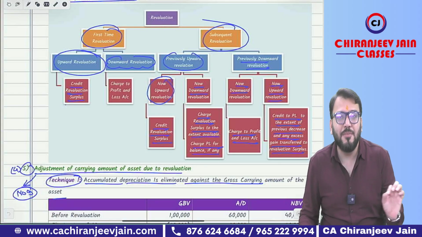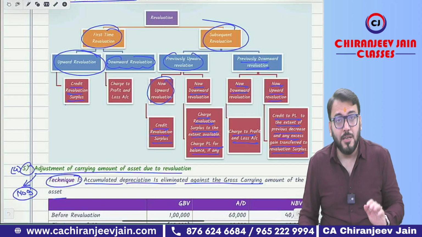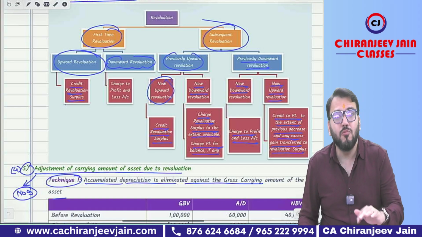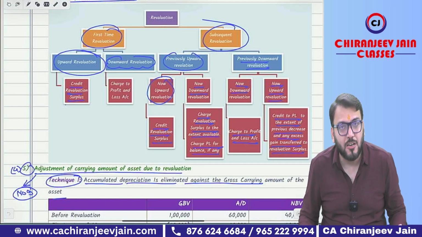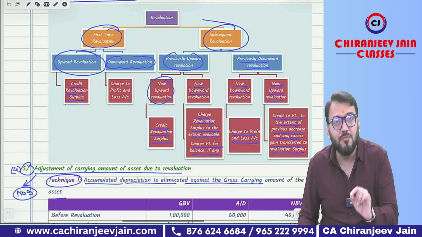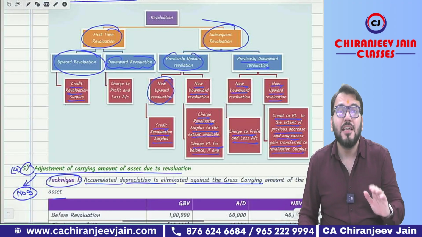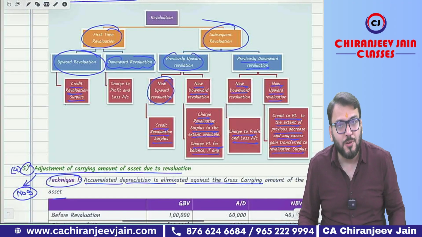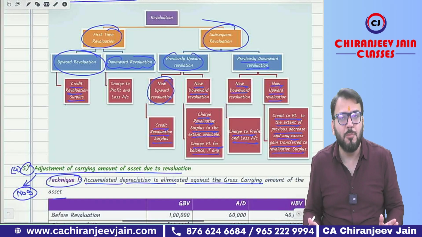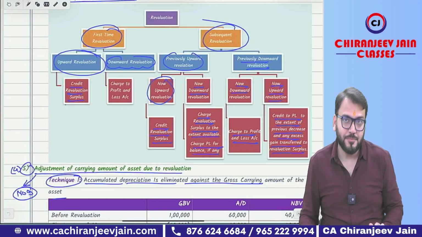This journal entry will be revaluation reserve account debit, P&L account debit, to PPE. Now, if previously there was downward, then again the loss will be debited to P&L account. But if previously downward, now upward, then that gain will be first credited to P&L to the extent of previous decrease. Any balance gain will be transferred to revaluation reserve. Means journal entry will be what? PPE account debit, to P&L, to revaluation reserve.